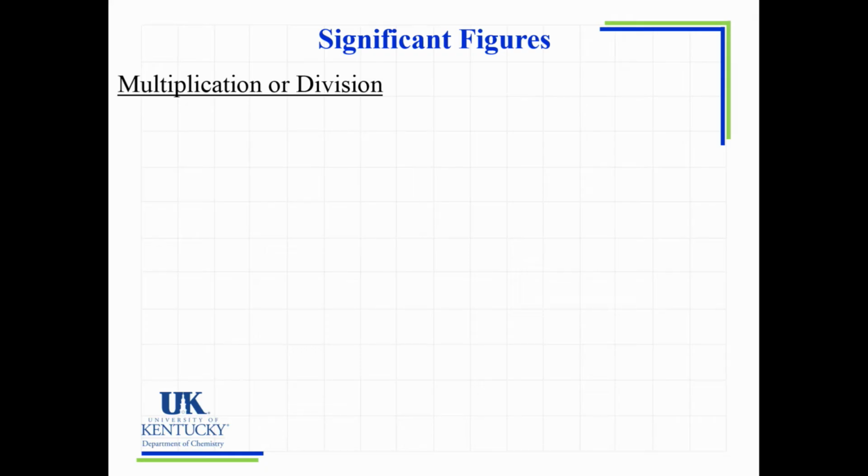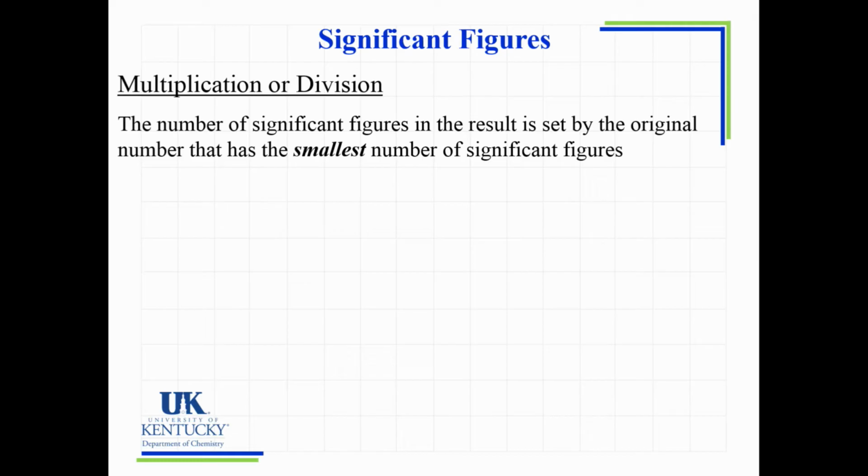So now let's look at the rule for multiplication and division, certainly the rule that you will use more frequently than any other. And here's the rule. The number of significant digits in the result, in your answer, is set by the original number that has the smallest number of significant figures.